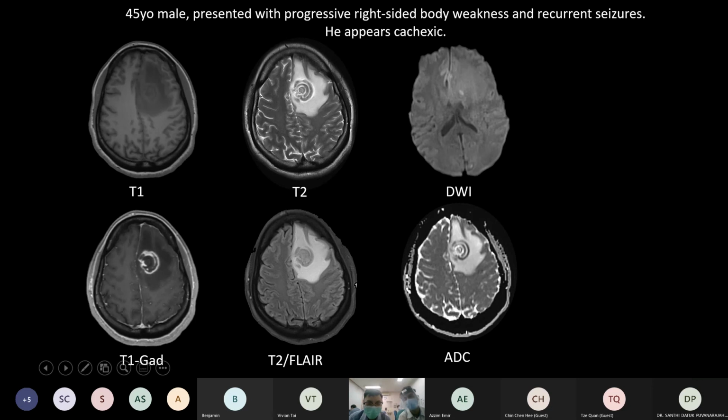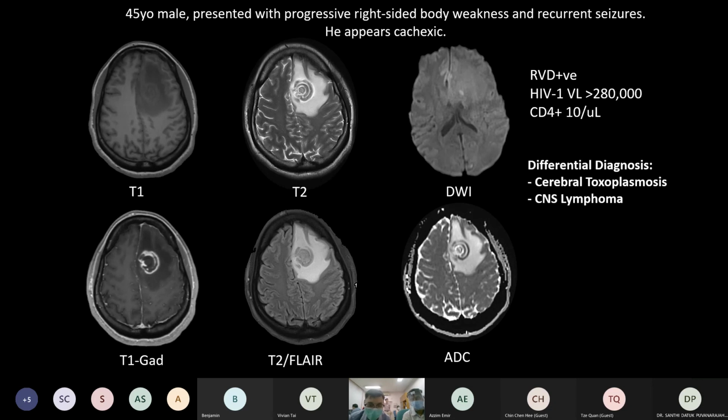Okay, so what might be your differential diagnosis at this point of time? If you're suspecting malignancy and infection, let's say I tell you this patient's investigation was positive for HIV. It would be toxoplasmosis. Other than toxoplasmosis and the brain cancer, like you mentioned, any other differential diagnosis? Lymphoma, CNS lymphoma. Yes, correct. So our top two differential diagnoses for this patient will be cerebral toxo or CNS lymphoma.